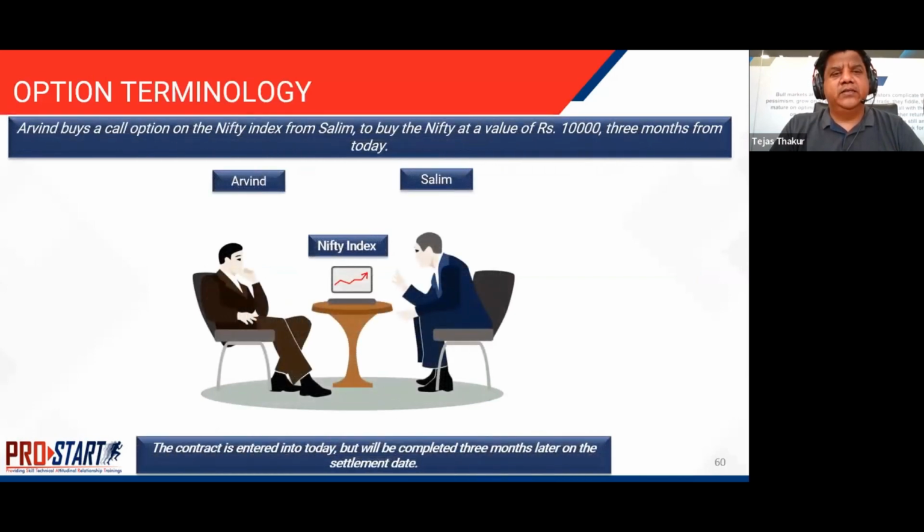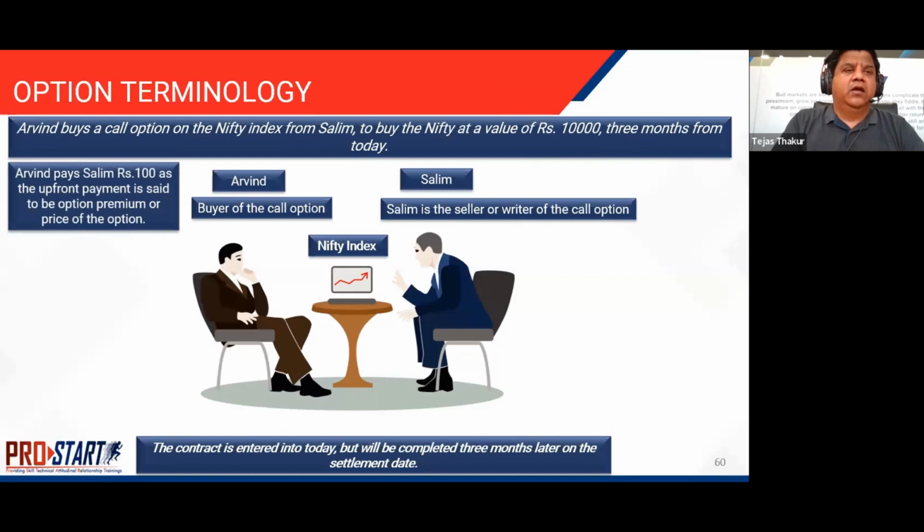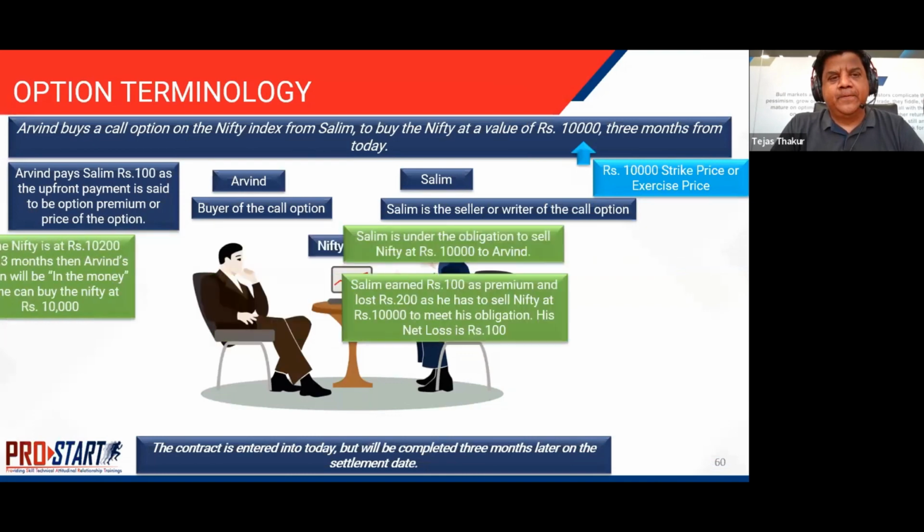Terminologies, multiple things. So you have the buyer of the option, here is Arvind, if we call him. The seller of the option or the writer of the option is Salim here. The Nifty index is there. Arvind pays Salim 100 rupees upfront payment, which is said to be the option premium or the price of the option. The Nifty value of 10,000 rupees is a strike price, also known as the exercise price.